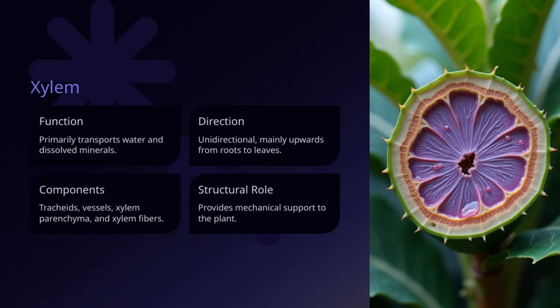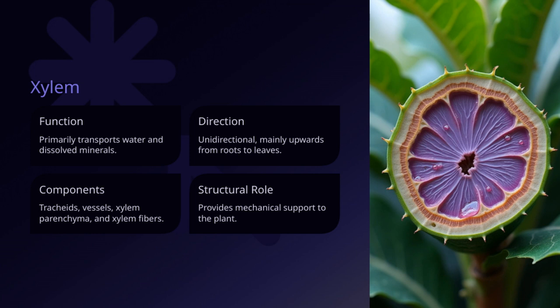Now, let's take a closer look at the xylem and its vital role in plants. The xylem provides mechanical support to the plant, helping it maintain its structure and stand upright. Its role is primarily structural, meaning it helps keep the plant firm and stable. The flow within the xylem is unidirectional, mainly moving upwards from the roots to the leaves. This upward movement is essential for transporting water and dissolved minerals from the soil to other parts of the plant.